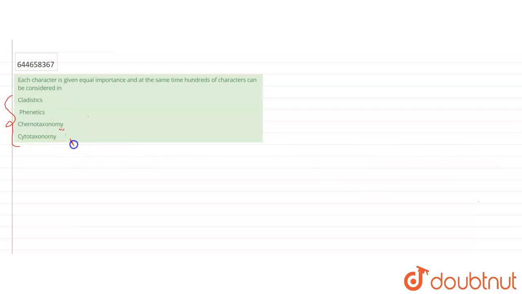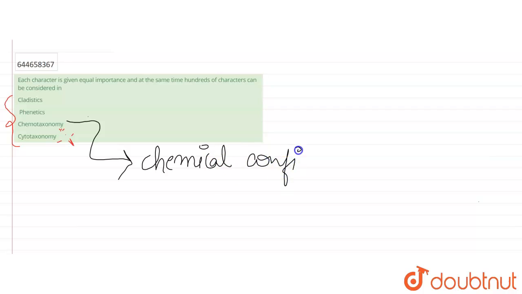Moving towards the next option, that is option C, which is talking about chemotaxonomy. In chemotaxonomy, as the name is suggesting, we are looking at the chemical configuration of these cells. And chemotaxonomy is a part of cytotaxonomy.